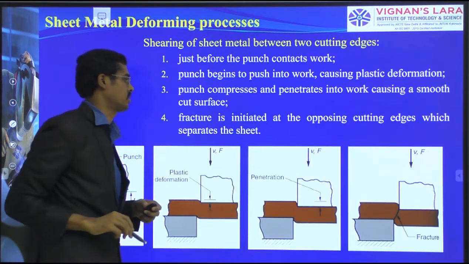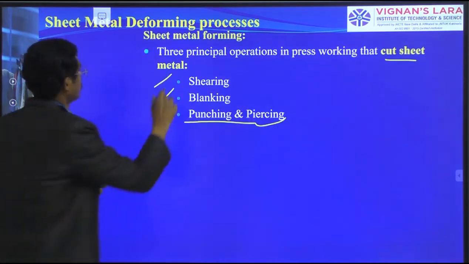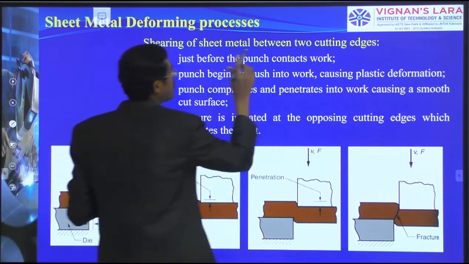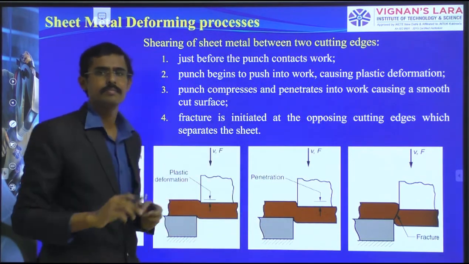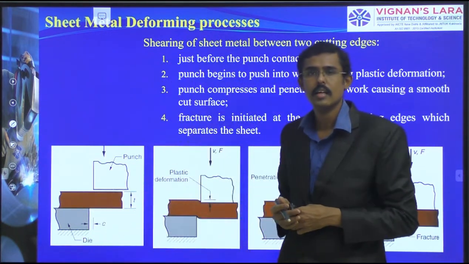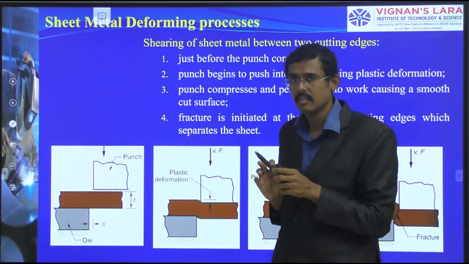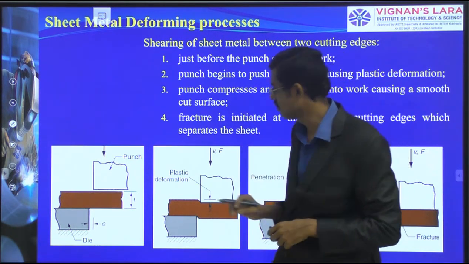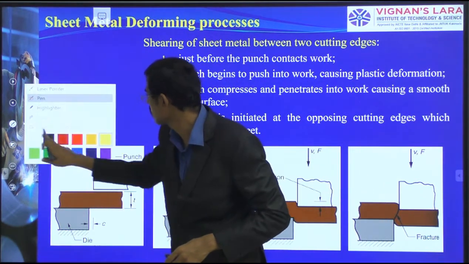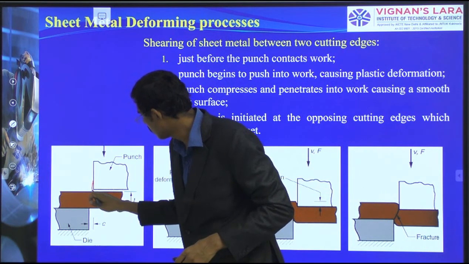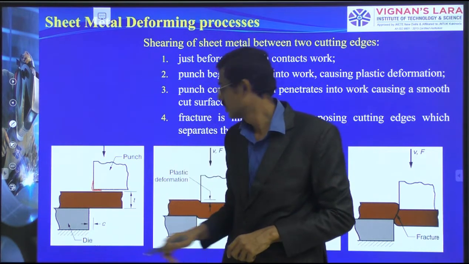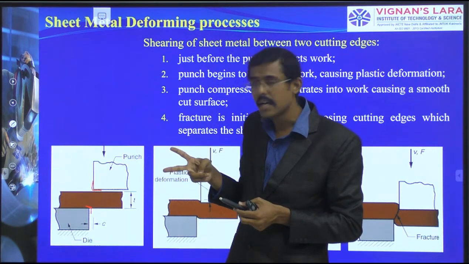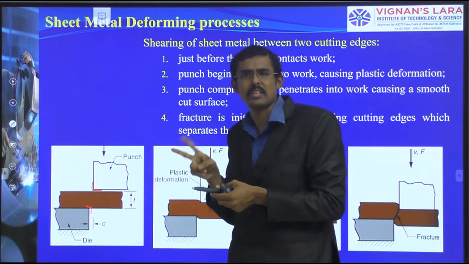punching, and piercing operations. Now, first I have taken this one, shearing. You see, shearing of a sheet metal between two cutting edges. I have taken a flat specimen. Here I am not going to bend. A sharp blade-like die we are using. We are going to shear the workpiece. Here we have sharp corners. Therefore, it acts like a blade, like scissors. It is a cutting method, shearing we are going to do.